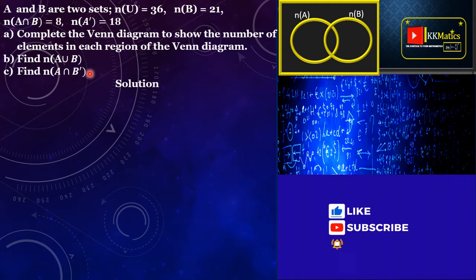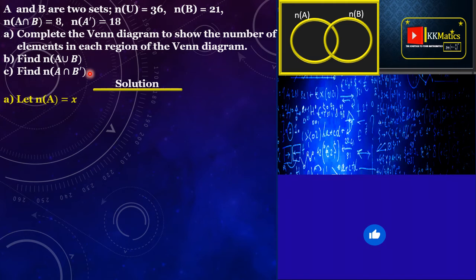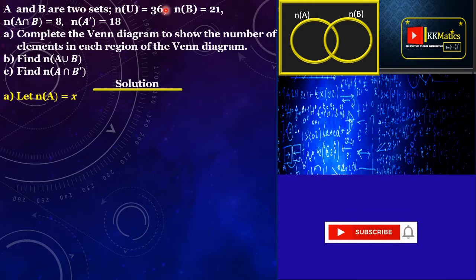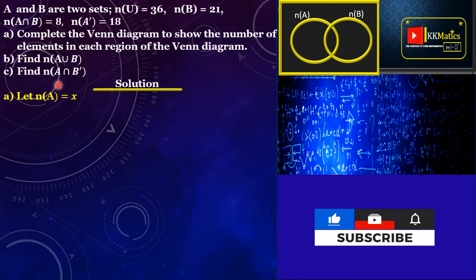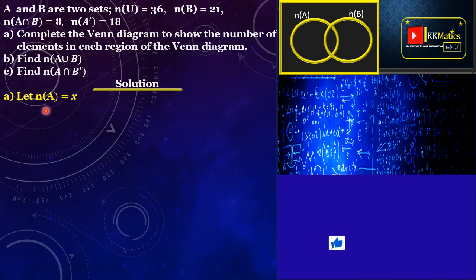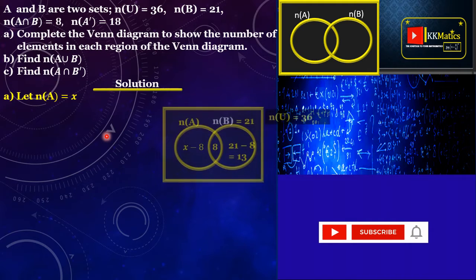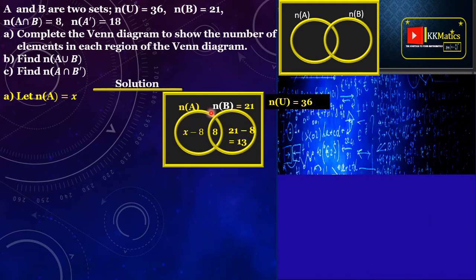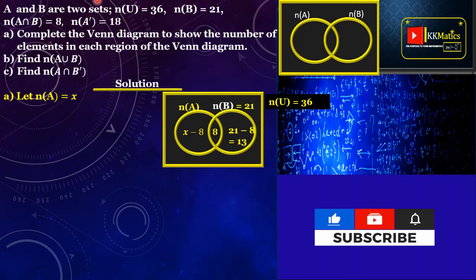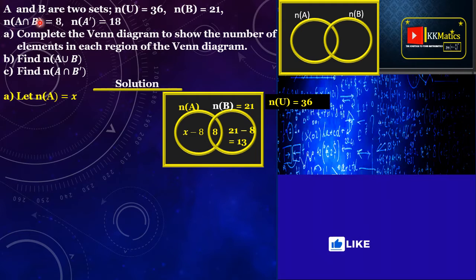Let's solve the solution. The first thing we're going to do is we noticed that in this particular question we were not given the number of elements in A, so let's denote that to be x. In the question we've been told to complete the Venn diagram to show the number of elements in each region of the Venn diagram. So let's consider bringing the Venn diagram, and fill in, as the question says.